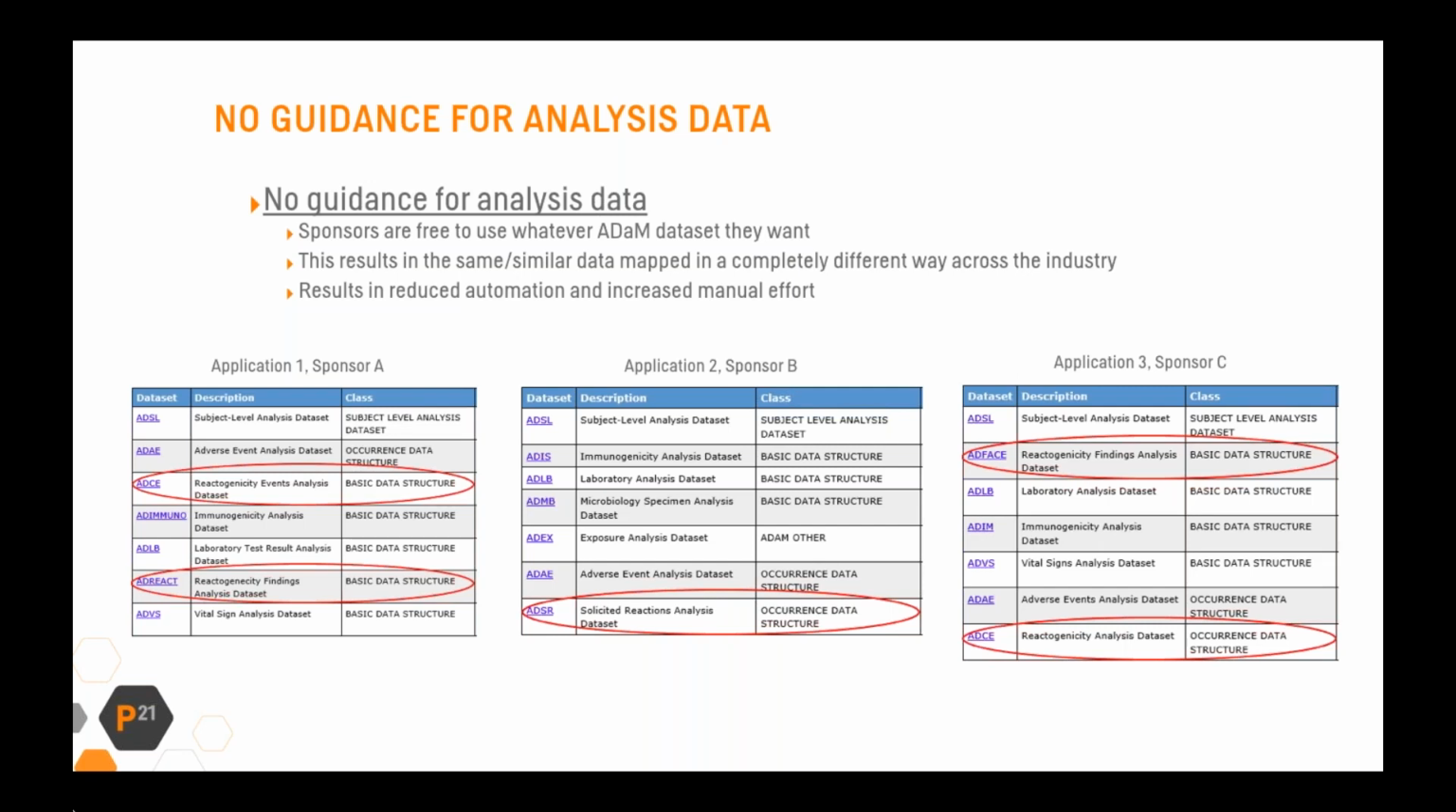Application 2 has only one reactogenicity related ADaM data set, and it's named ADSR, so it's a completely different data set name, and it's also a different structure. It uses the occurrence data structure for this. And then in application 3, again, there are 2 different reactogenicity data sets. One is ADFACE, which is a BDS, and then there's an ADCE, which is an occurrence data structure. So similar type of data, reactogenicity data, mapped in completely different ways across 3 different sponsors, 3 different applications.